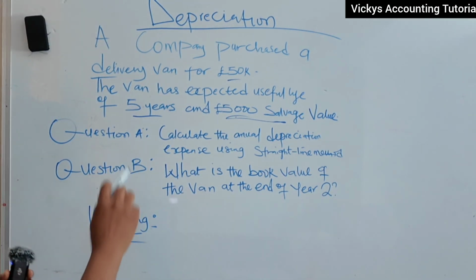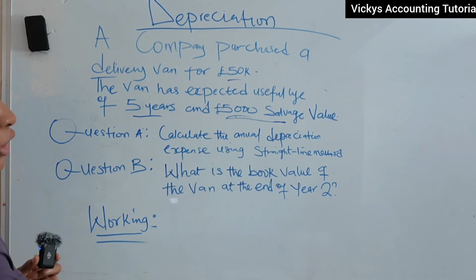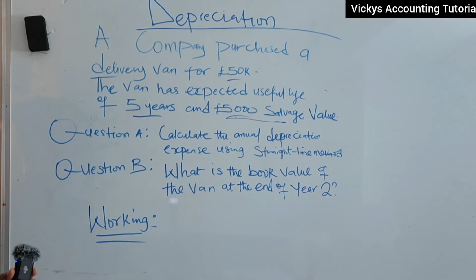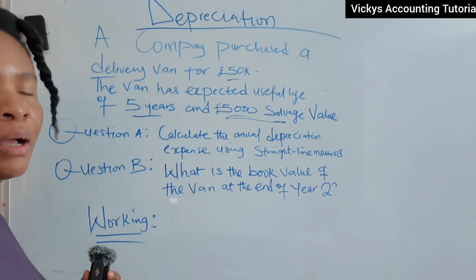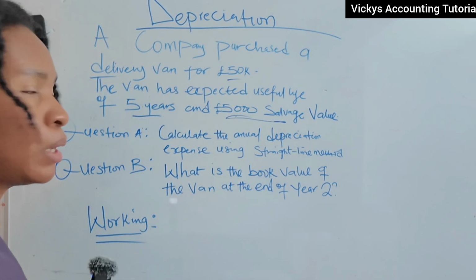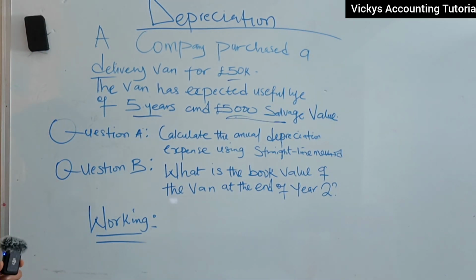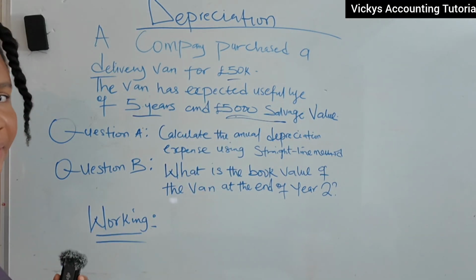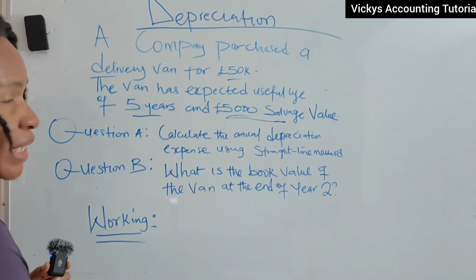Now, we're going to take the first question. The first question says, calculate the annual depreciation expense using a straight line method. As I stated earlier, we have two main ways. There are other ways, but the two main ways are the straight line method and the reducing balance method. But in today's video, we're going to be using the straight line method. So the formula for calculating your depreciation is the cost of an asset minus the salvage value divided by the useful life.